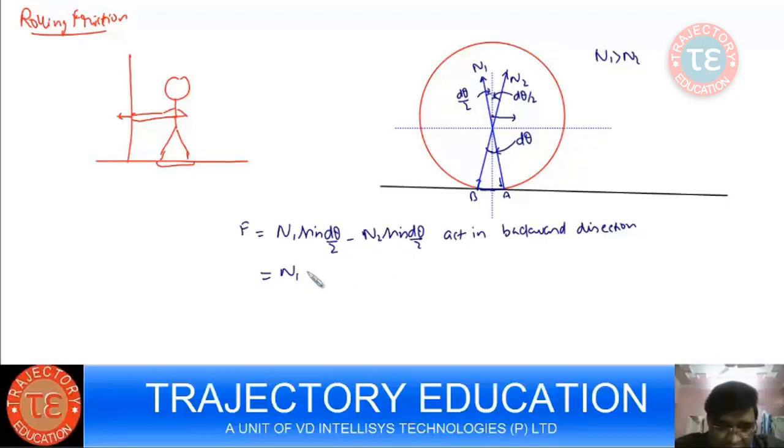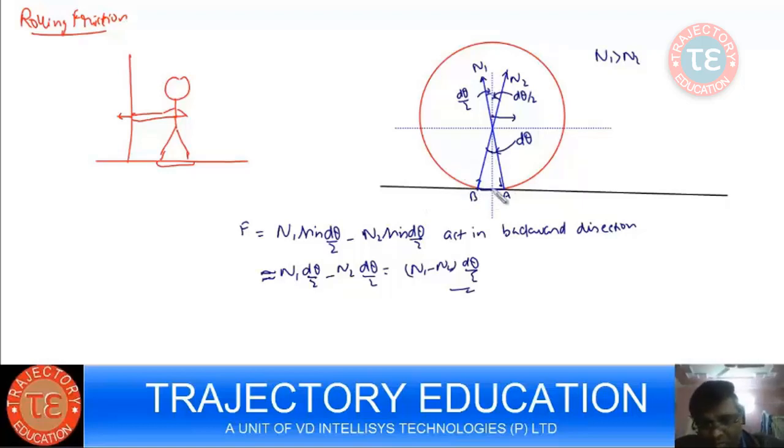So your net force on the wheel acting in backward direction is what we call rolling friction, approximately (N1 minus N2) sine d theta by 2. This mismatch of N1 and N2, which arises because you now have a plane of contact due to deformation, is what we call rolling friction. This force will slowly reduce the velocity, and ultimately the wheel or the sphere comes to rest.